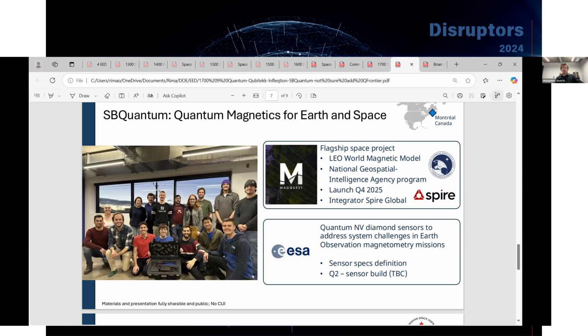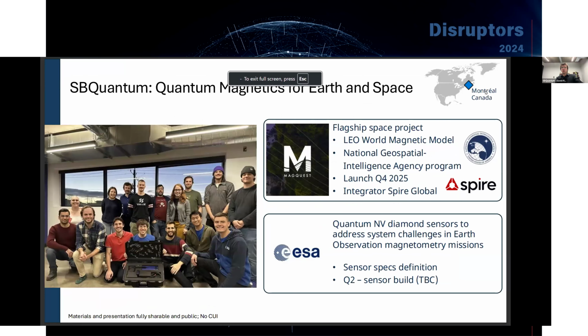Hi, everyone. David Roy-Guy. I'm the CEO and founder of SB Quantum, and we're building quantum analytics for Earth and space. We're based near Montreal in Canada. We're a 23 people team developing diamond-based magnetometers primarily for now. Here you have a picture of our team delivering our first sensor at the end of last year. Our flagship project in the space domain is really the MACWEST challenge, sponsored by the National Geospatial Intelligence Agency.